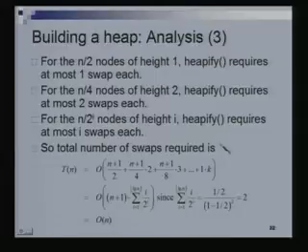So, what is the total number of swaps required then? It is n by 2 times 1 plus n by 4 times 2 plus n by 2 to the I times I, right. So, this is what the sum would look like. It is basically n times summation I over 2 to the I, as I goes from 1 through log n. Why log n? Because that is the height of the heap.